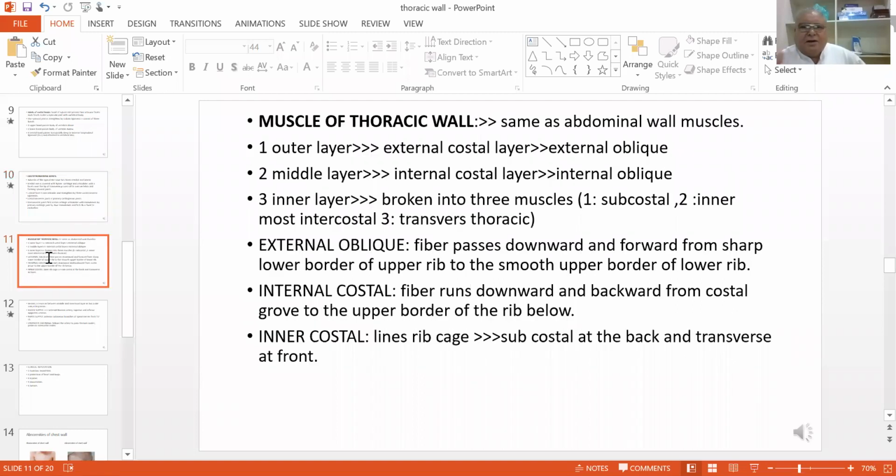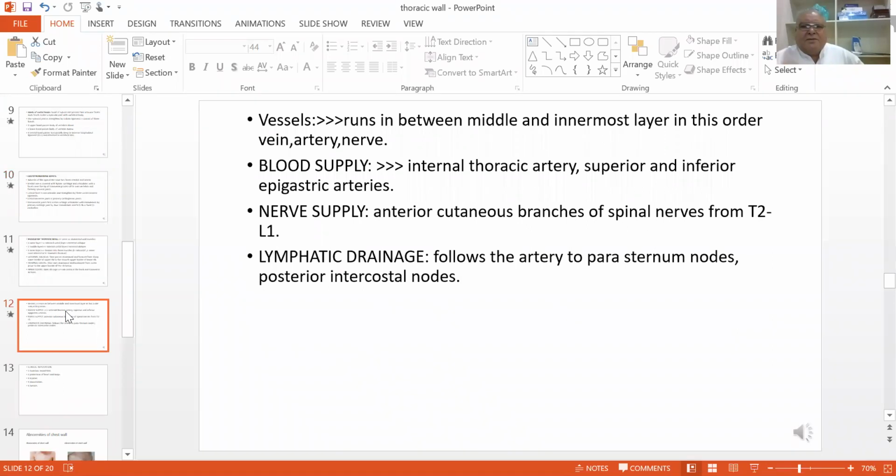Muscles of the thoracic wall: I told you the outer layer is the external intercostal, the middle is the internal intercostal, and the inner one is the innermost, with three small ones: subcostal, innermost intercostal, and transversus thoracis. They're just different names. I told you the origin and insertion of the external oblique, internal oblique, and inner. I told you the insertion as well. The vessels, I told you, run between the middle and the innermost. The blood supply is the internal thoracic artery, and the superior and inferior epigastric arteries, three arteries supplying this one. Nerve supply is from the intercostal nerves. Lymphatic drainage follows the arteries.